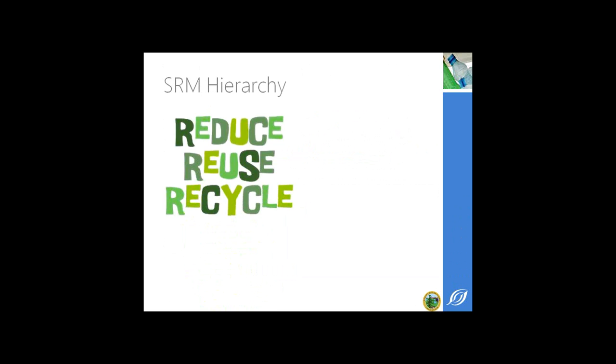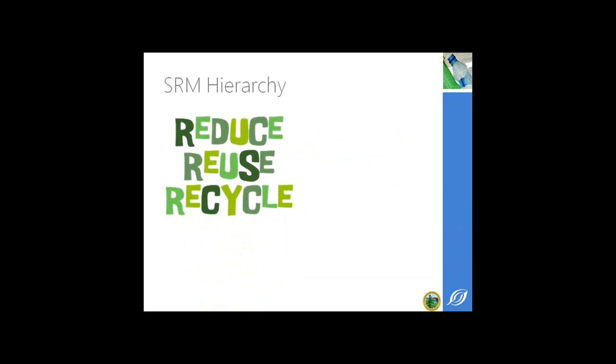So I'm going to talk a little bit about the SRM, which is our Sustainable Resource Management Hierarchy, and it's something that most of you are probably familiar with, at least the term: reduce, reuse, recycle. It's very common. It actually was coined in the 1970s during some of the first Earth Days, and it's the term that the population has come to embrace as our environmental contribution.